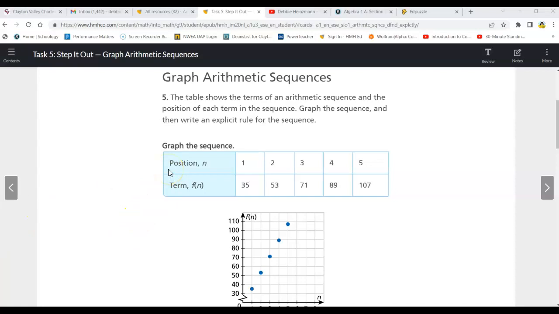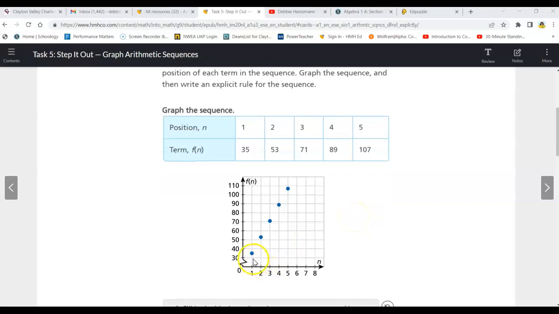Here we have a position, or your term number, 1, 2, 3, 4, 5. And then this is the value of the term at that input. We go from 35 to 53, 71, etc. And then here you see the sequence graphed. When n is 1, you have 35. When n is 2, you have 53. When n is 3, you have a little over 70, 71.